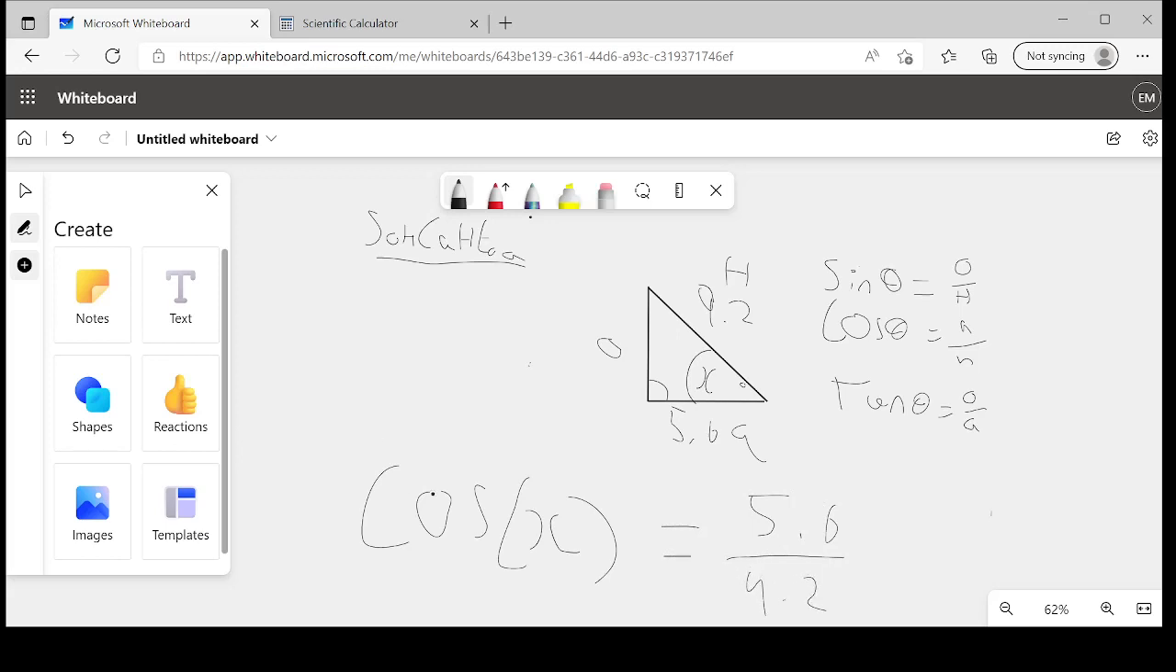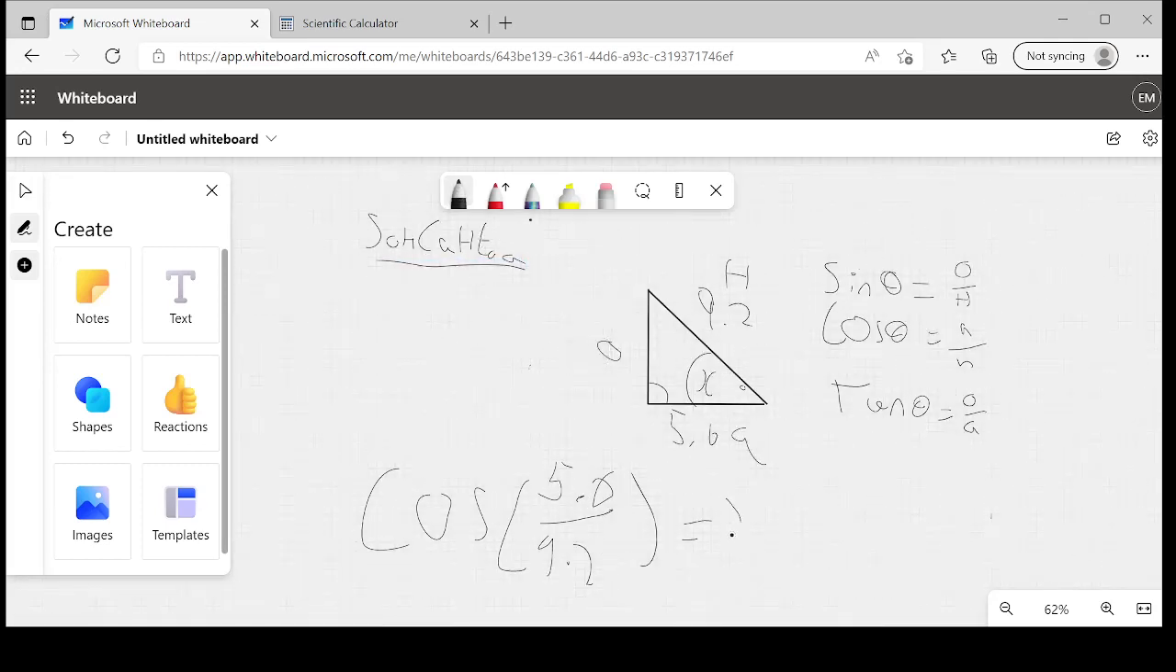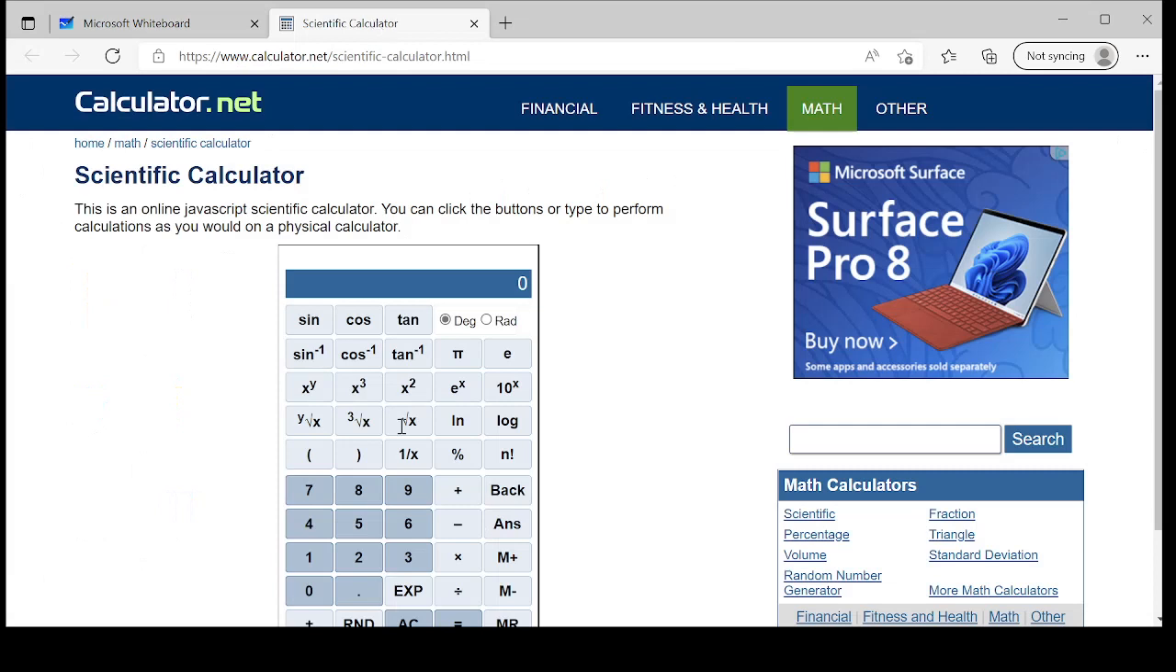9.2. But as we know, we want to have x on its own, so we're going to have to put that there and put x here. So let's quickly do that. So here we have cosine 5.6 over 9.2. We know that is equal to x. But as we know, we can't leave that on its own, so we're going to have to change the cosine to cosine to the minus 1. There we go.